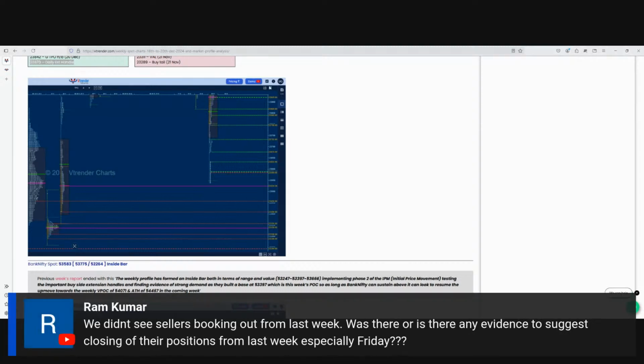So Ramkumar has a question. We didn't see sellers booking out from last week. Was there any evidence to suggest? In fact, I just explained, Ramkumar, that the POC shifting lower on a trend day means that those initiative players who had caused the trend day were booking profits. So the POC shifting to 23642 in Nifty futures was a very good indication that the initiative sellers were booking profits. Yes, you did have sellers who had come in even in the last 3-4 TPOs, but the main sellers who had initiated and caused the move had booked profits.